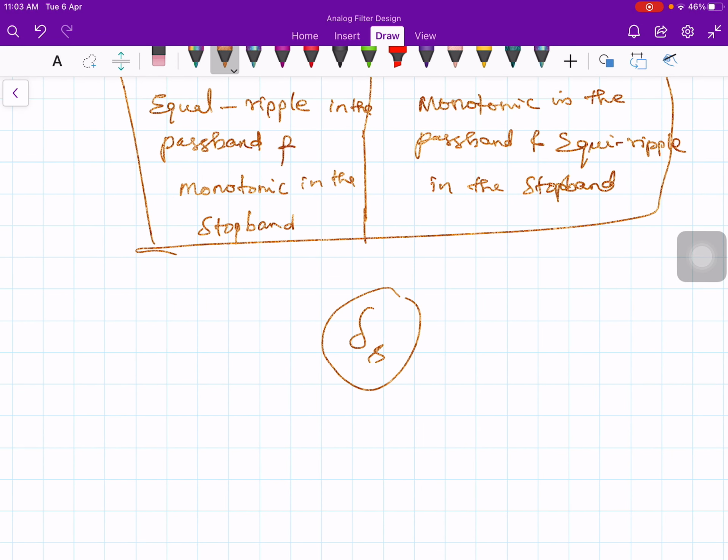So let me stop here. We will continue from this point in the next lecture. In the next lecture we will discuss the magnitude function of a Chebyshev filter, and then the Chebyshev polynomial and so on. Thank you very much.